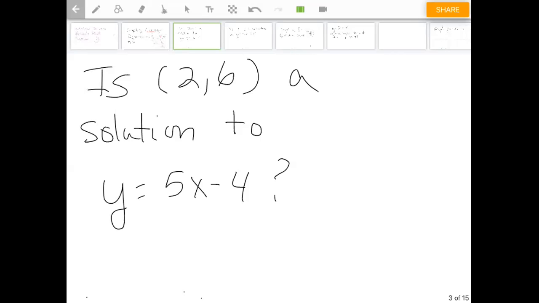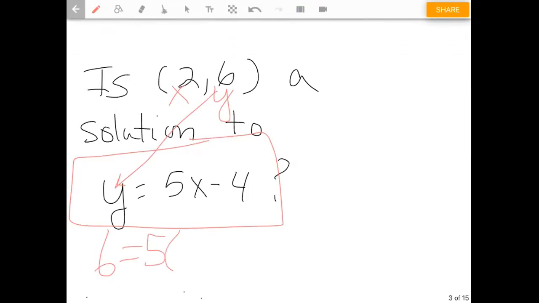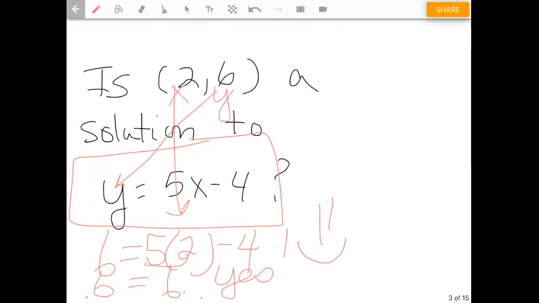So remember in the point 2, 6, 2 is your x value and 6 is your y value. So we're going to take this equation and we're going to sub in x and y and see if it works. So y again is 6. We want to know, does that equal 5 times x? Well, x is 2, minus 4. So if we do 5 times 2, that's 10, minus 4 is 6. So yes, it does equal 6. So that means that the point 2, 6 is a solution to y equals 5x minus 4.